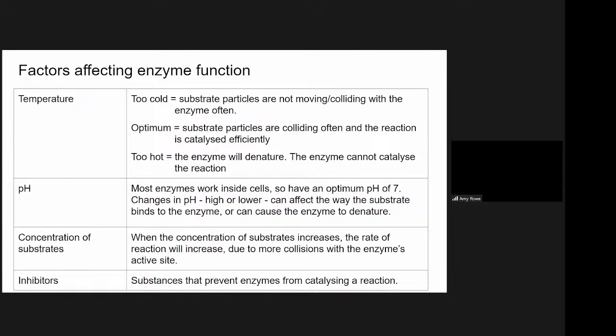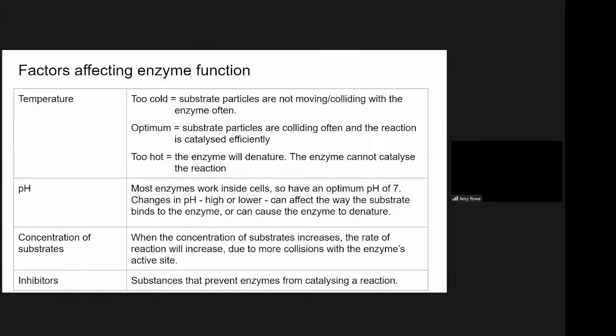However, if the temperature gets too hot, the enzyme can denature because the hydrogen bonds and disulfide bonds holding our protein together can be broken. This means the shape of our enzyme will change and the enzyme cannot catalyze the reaction.